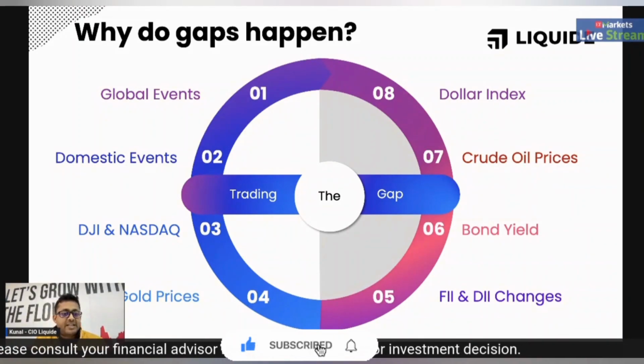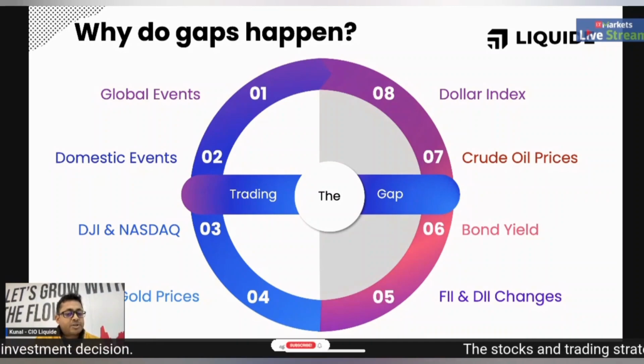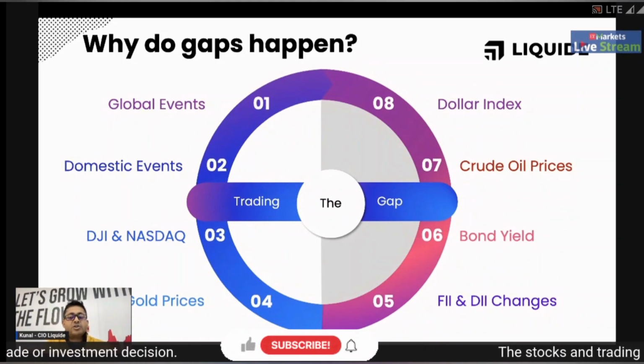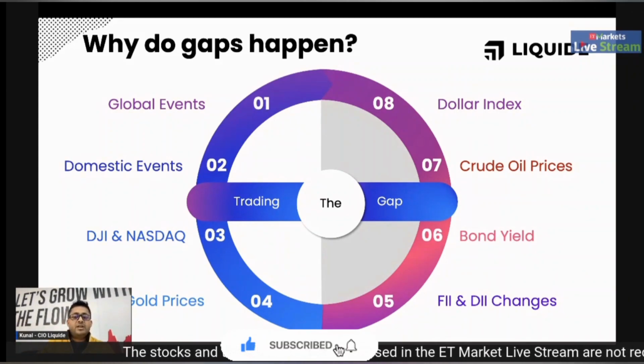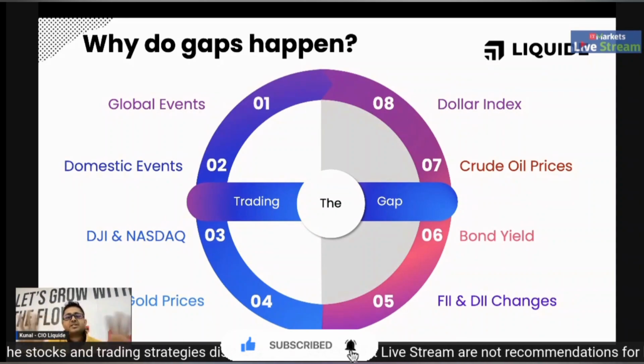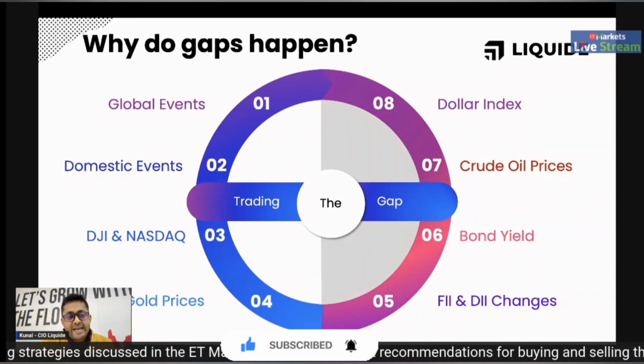What are the indicators? The indicators are mostly the US market, because that is the market that is open during the time we sleep. How the foreign institutional investors and the domestic institutional investors are playing today is something that will define the course for tomorrow. So these are some of the broader reasons as to why gap up, gap down happens.